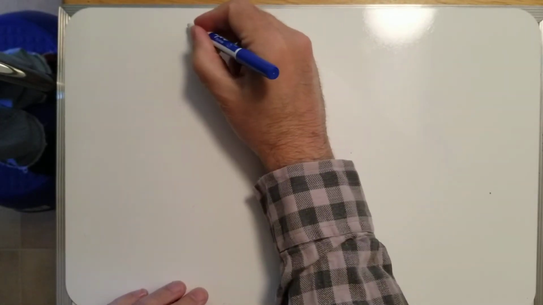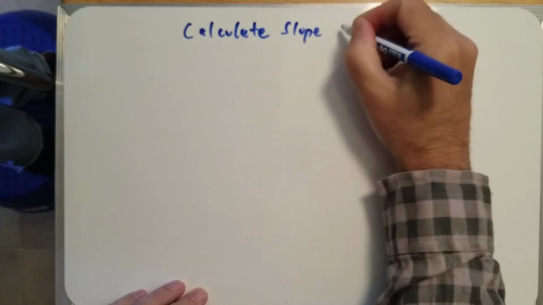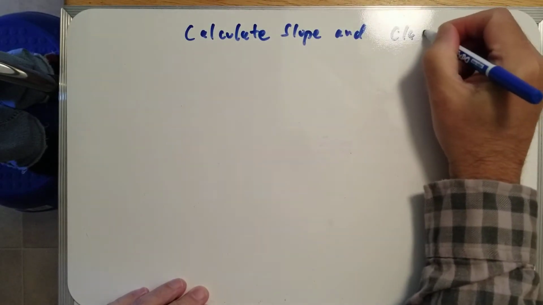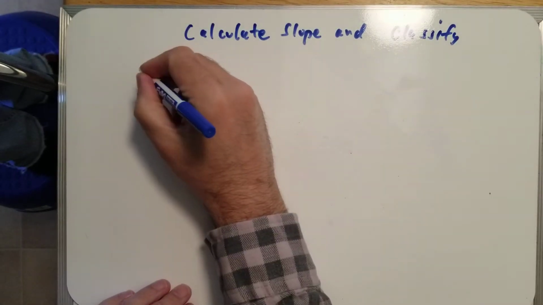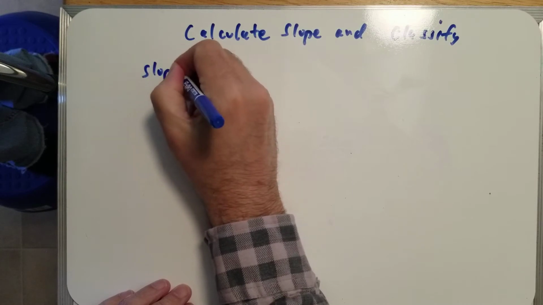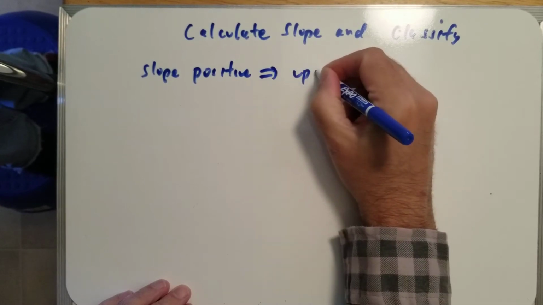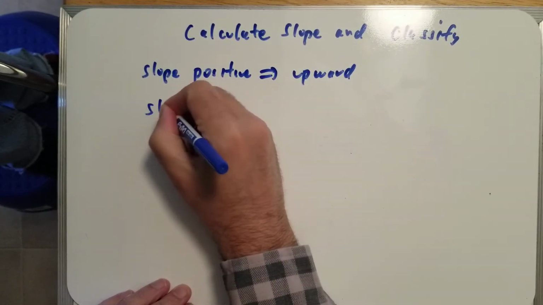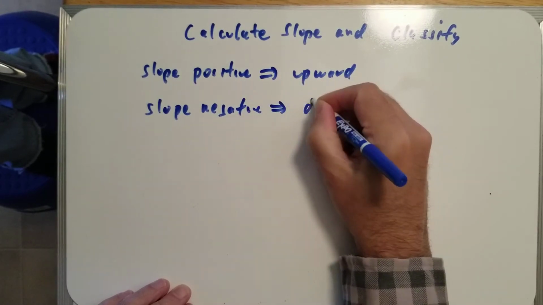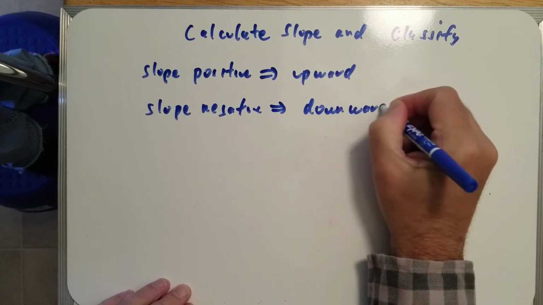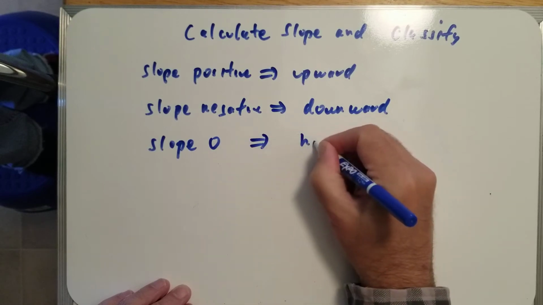I wanted to do an example of calculate slope and classify. So when they say classify, what they mean is if the slope is positive, then the line is upward. If the slope is negative, then the line is downward. If the slope is 0, that means it's a horizontal line.